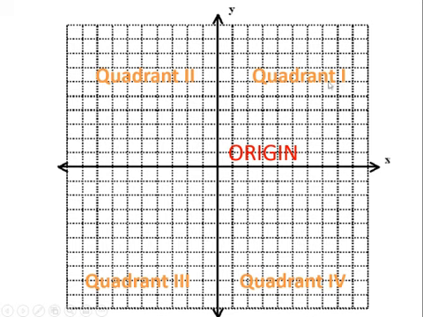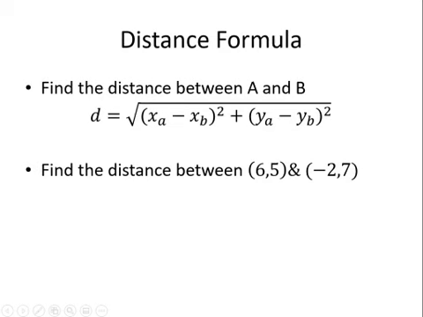In this first quadrant, both of them are positive. The second quadrant, the x is negative, but the y is still positive. The third quadrant, they're both negative, both numbers. And the fourth quadrant, the x is positive, but the y is negative. Okay, so that's just your typical coordinate plane from Algebra 1, nothing really new.